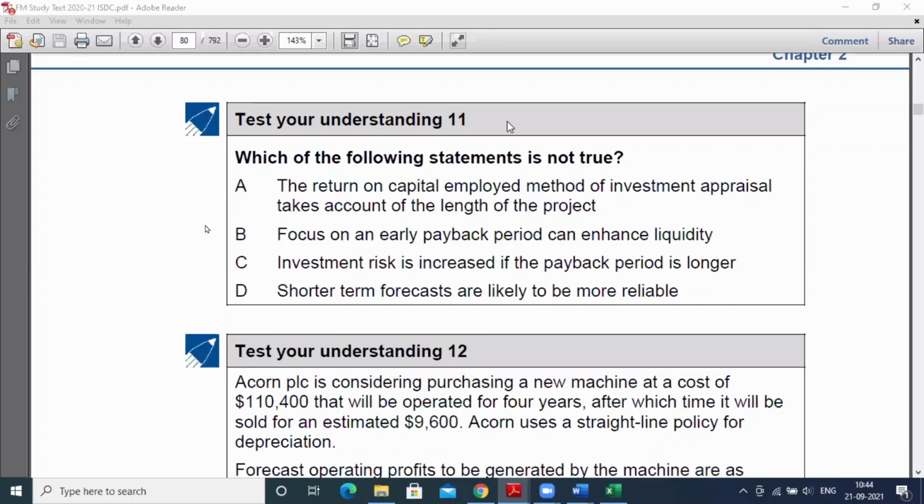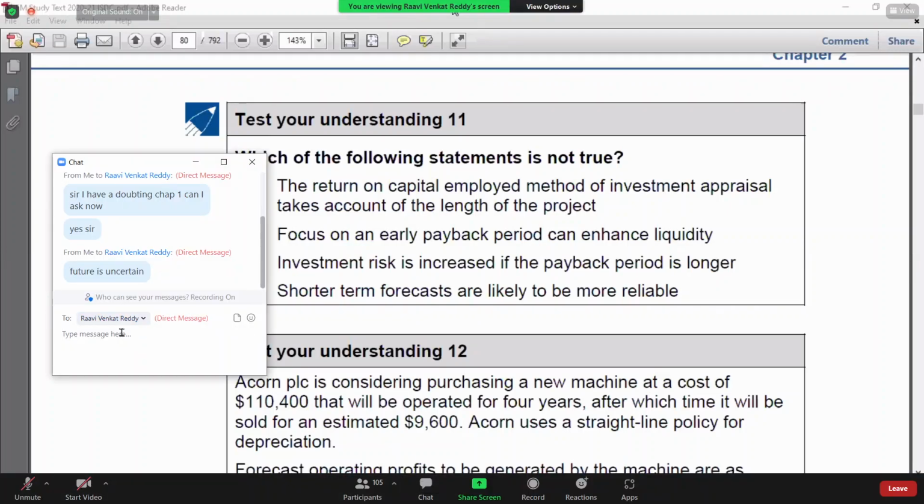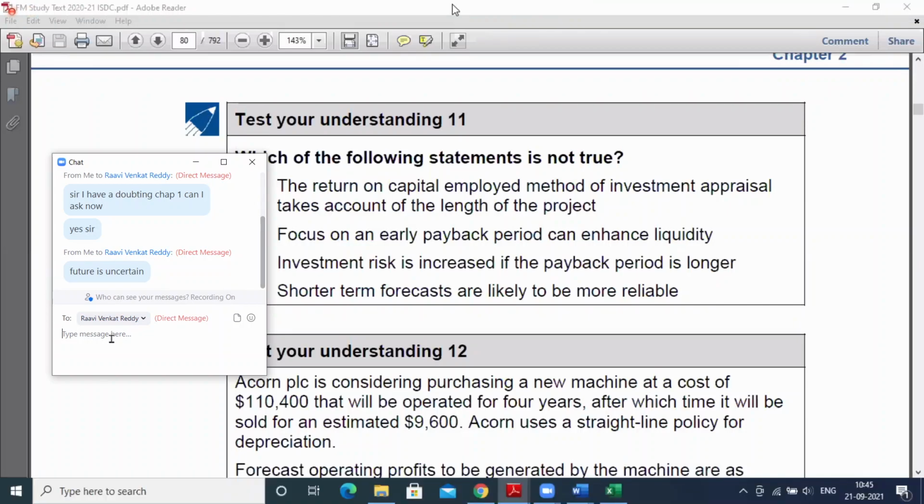Because most of the students generally try to submit a mistake here only. Sorry, James, what do you think? And Srivardhani, I hope you gave the answer. You mean that the investment risk will be more if the payback period is long.